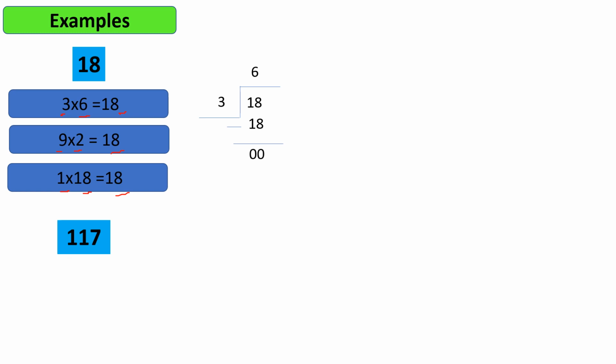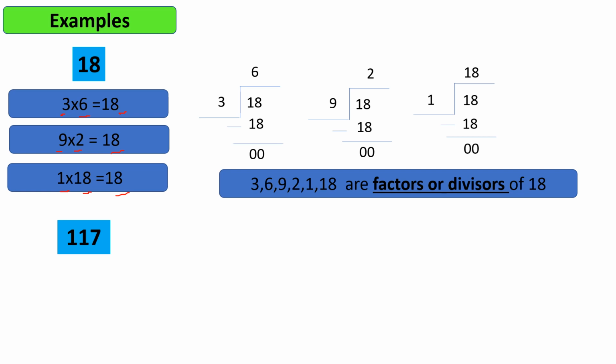Let's see. So 3 into 6 is 18, remainder is 0. 9 into 2 is 18, remainder is 0. 1 times 18 is 18, so remainder is 0. So here 3, 6, 9, 2, 1, 18 are called factors or divisors of 18. Now all these numbers are finite. Factors or divisors of 18 are finite. We have a limited number of factors for 18.